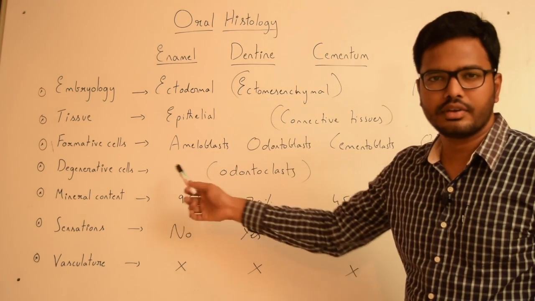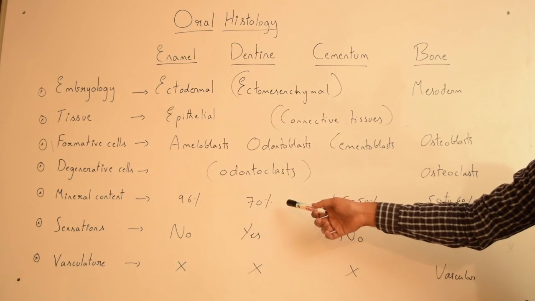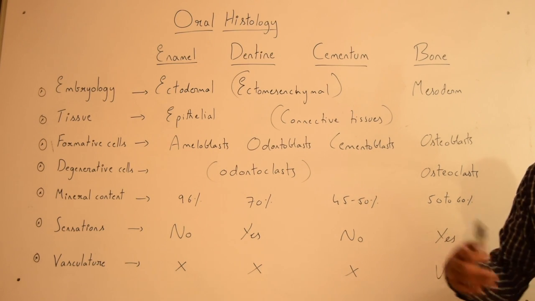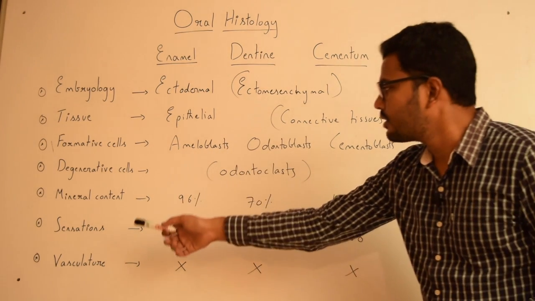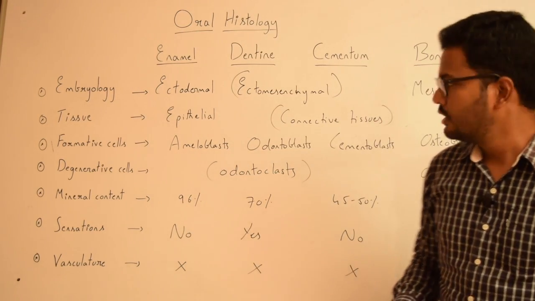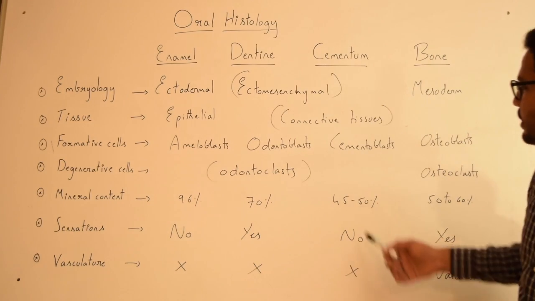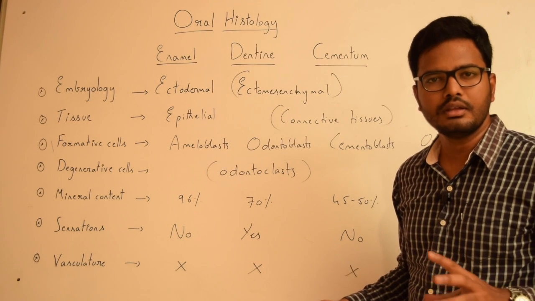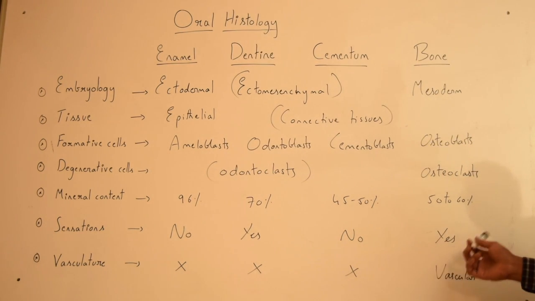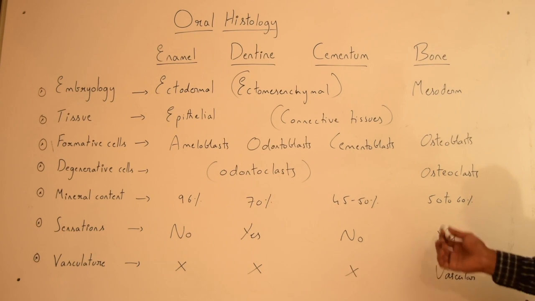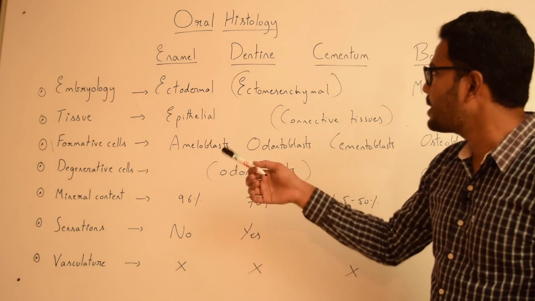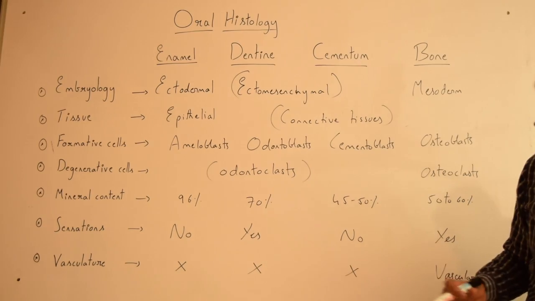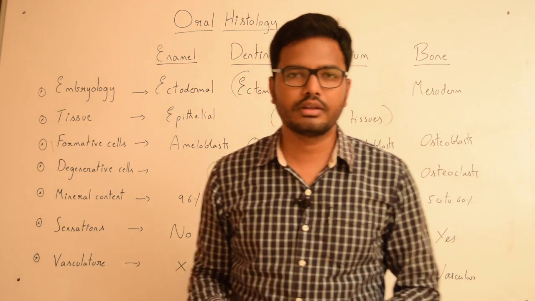And mineral content is highest in enamel at around 96%, and in dentin it is around 70%, and in cementum it's around 45 to 50%, and in bone it's 50 to 60%. And these are various nerve innervations and vasculature. So enamel and cementum, they have no nerve innervations, whereas dentin has terminal nerve endings, so there can be some kind of sensitivity. And bone, it's highly vascular and also richly innervated. And coming to vasculature, enamel, dentin and cementum, they have no vasculature whatsoever, right? So these are various differences which you can encounter in various oral tissues.